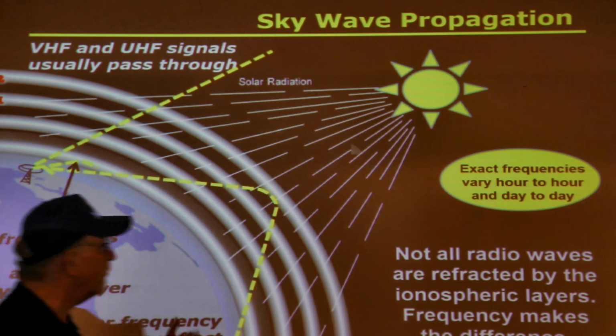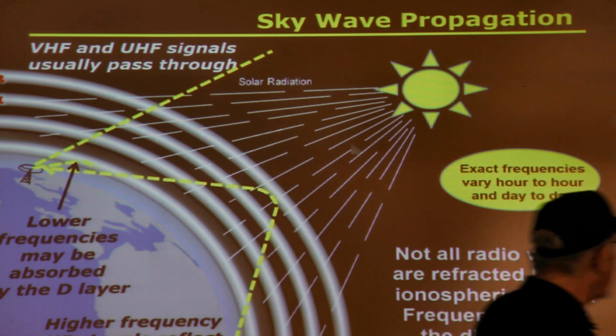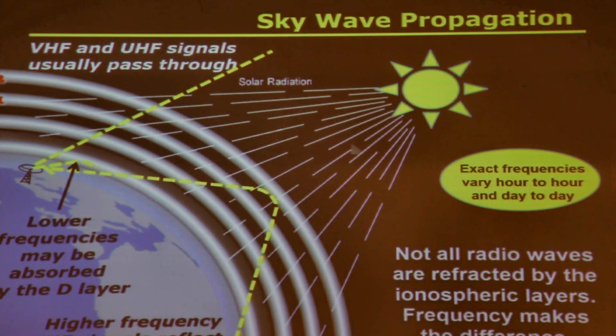So the exact frequencies vary hour to hour and day to day. It's based on the time of the day, the sunspot activity, the frequency, and how active the propagation is. So they'll vary day to day. One day you may be able to talk well on 20 meters, maybe, or 40 meters, and the next day you may not be able to.